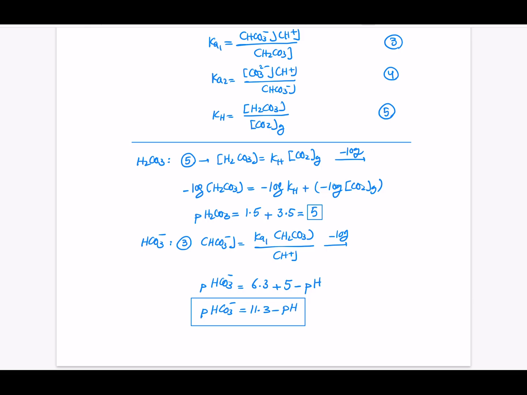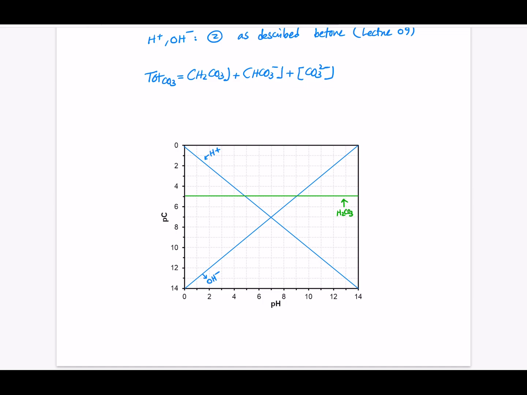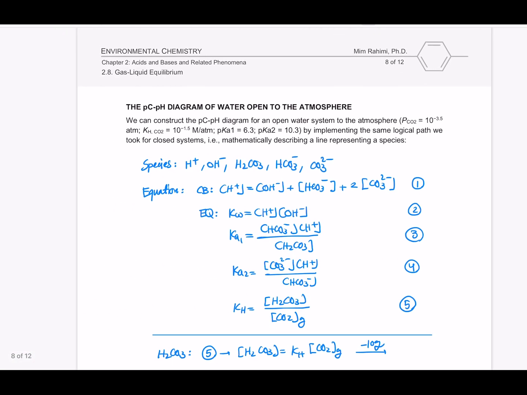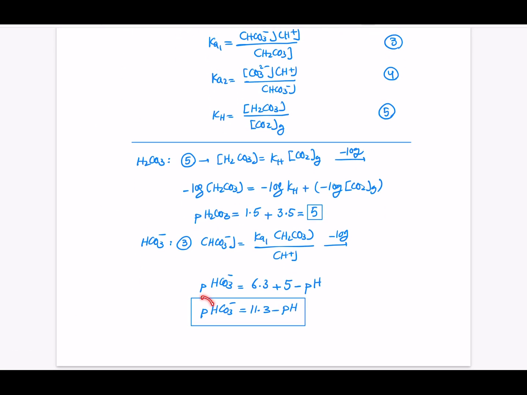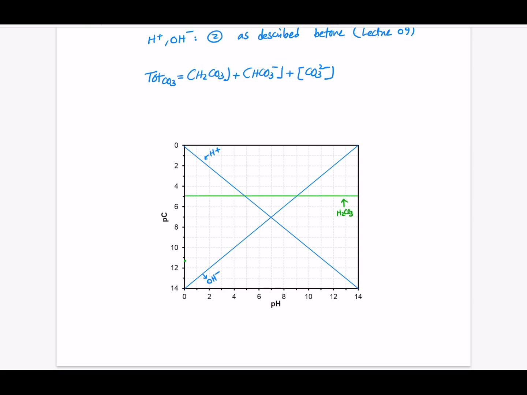You need 2 points to construct the line. One point would be pH of 0. With pH of 0, then P HCO3 would be 11.3. So pH of 0, this would be 11.3 here. And then we're looking for the value where P HCO3 gets to 0, just 2 points. Looking at the equation, if this wants to be 0, then pH is also 11.3. So 11.3 here, roughly.